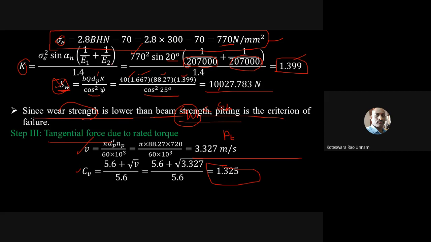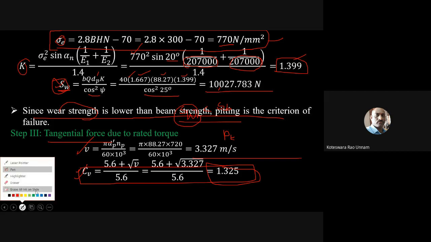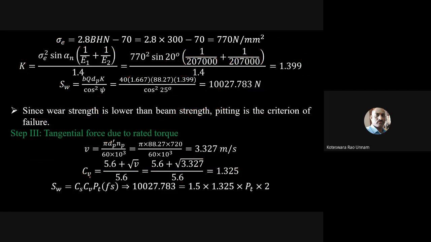See, now I got CV more than 1. In all our previous problems, we have taken it in a reverse manner, where the value of CV is less than 1. In fact, you don't require CV here, because you are taking the wear strength as the criterion. Oh, of course, I want to calculate the effective load. For calculating the effective load, I require CV, right? So CV comes out as 1.325.